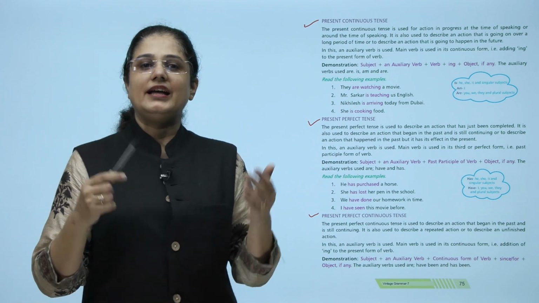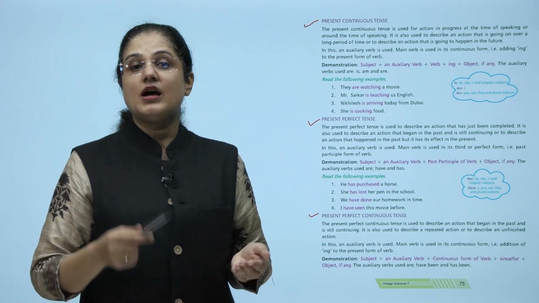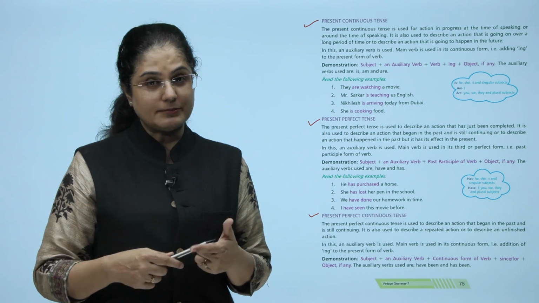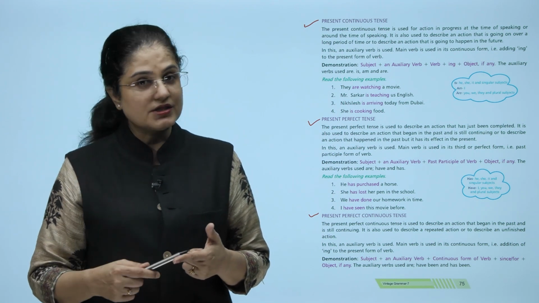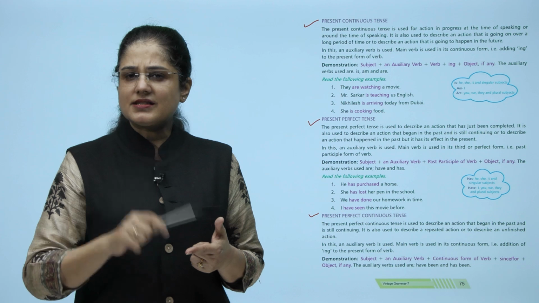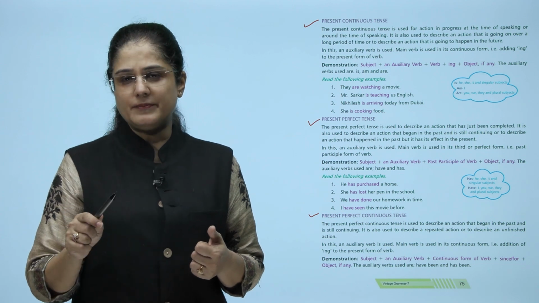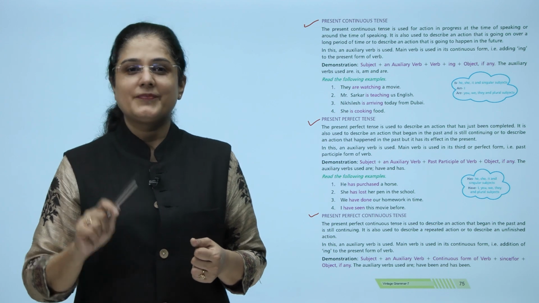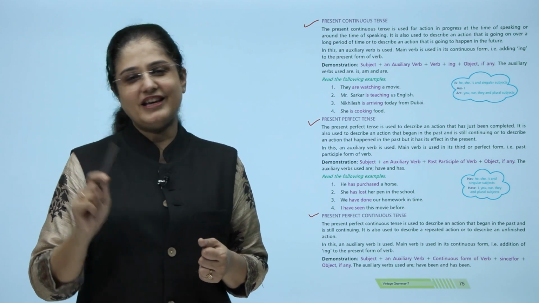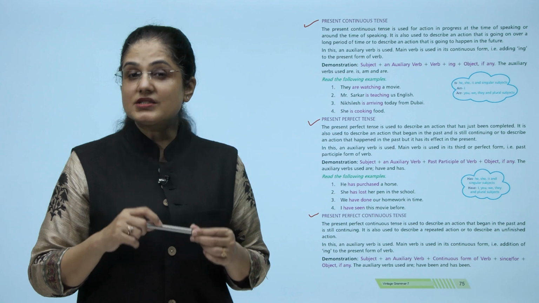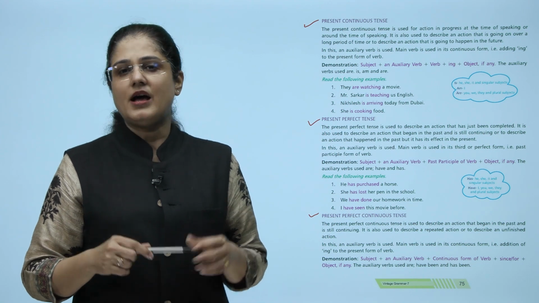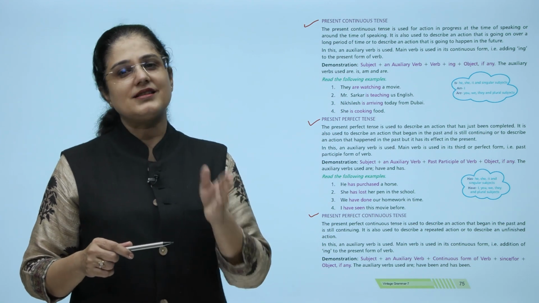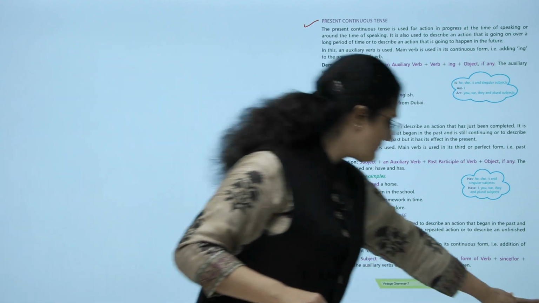In order to make a sentence, we need a subject plus an auxiliary verb plus continuous form of the verb plus since or for plus object if any. The auxiliary verbs used are have been and has been.